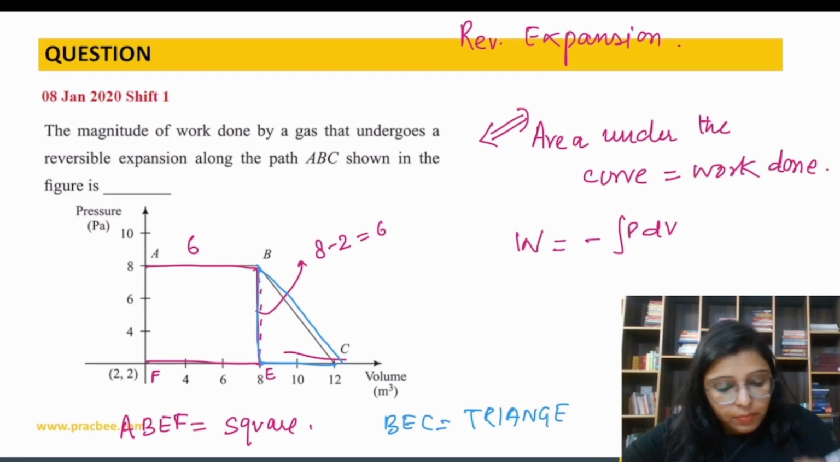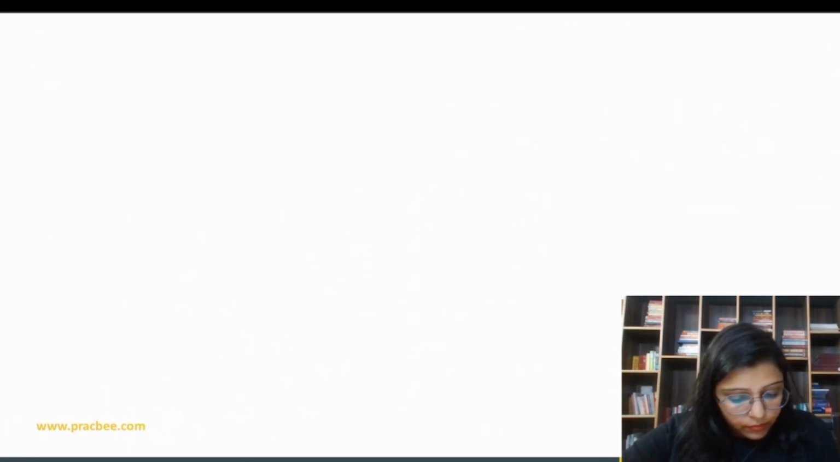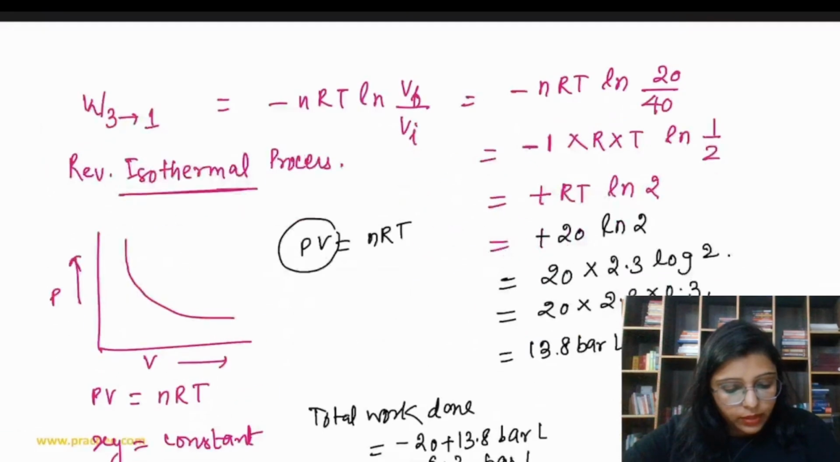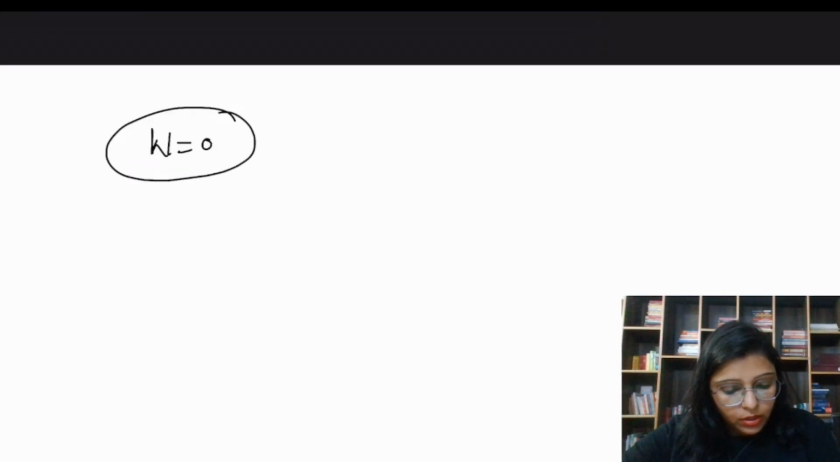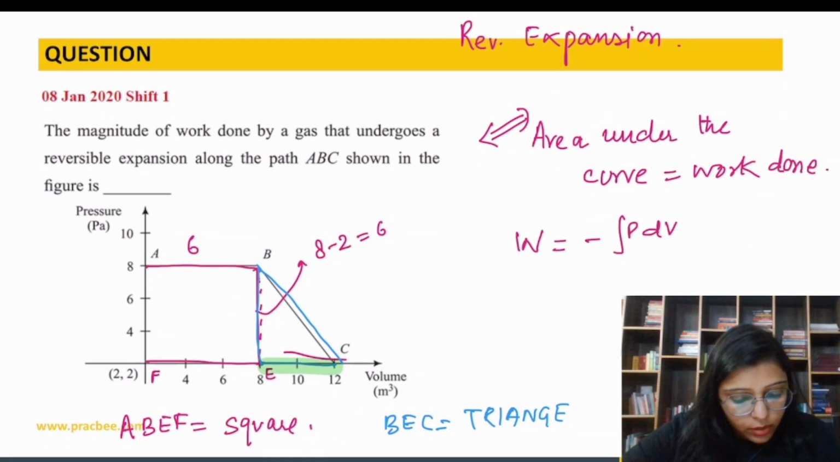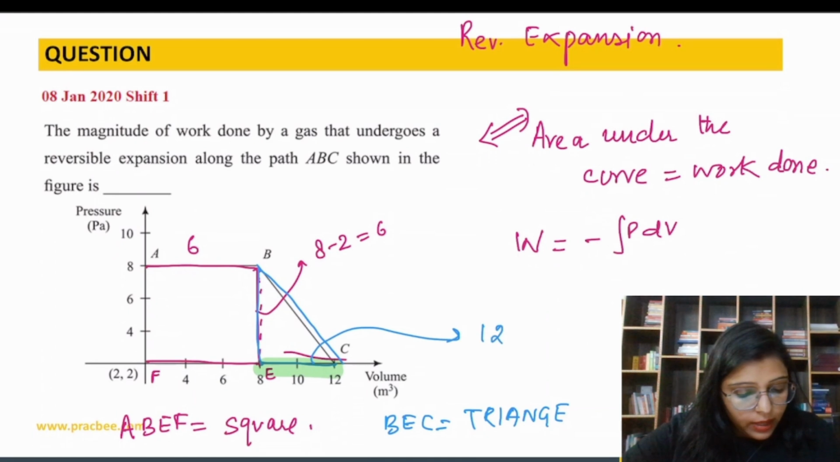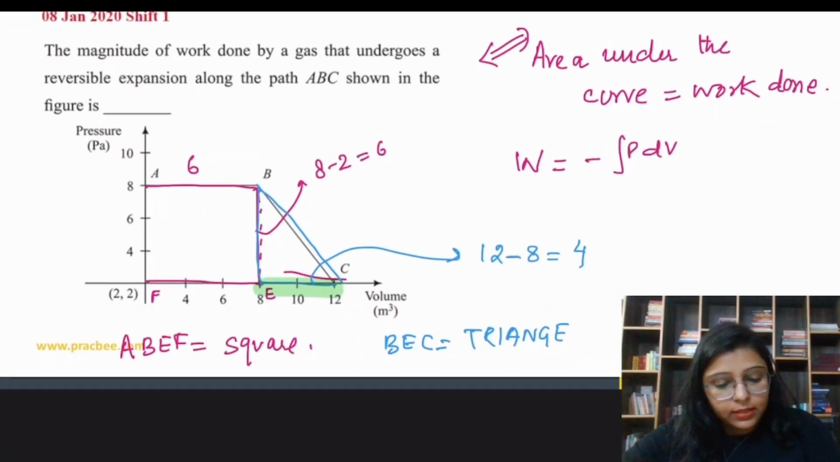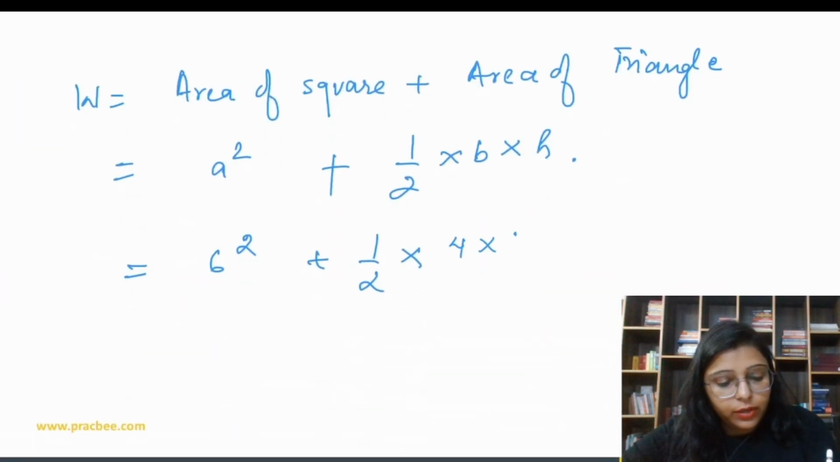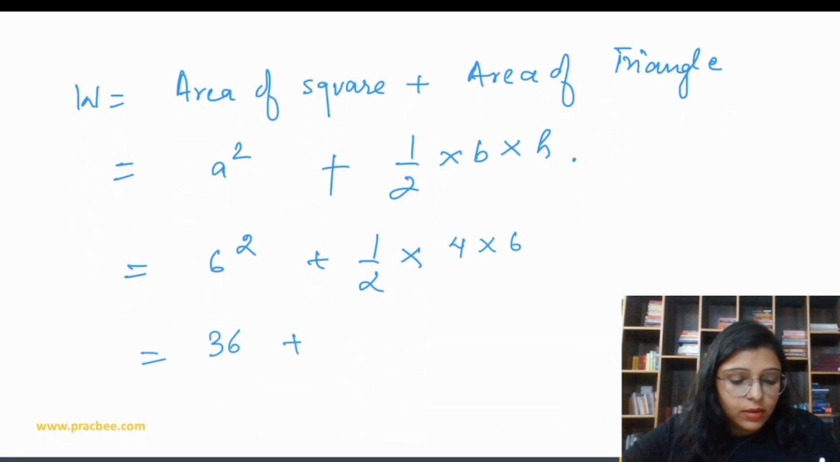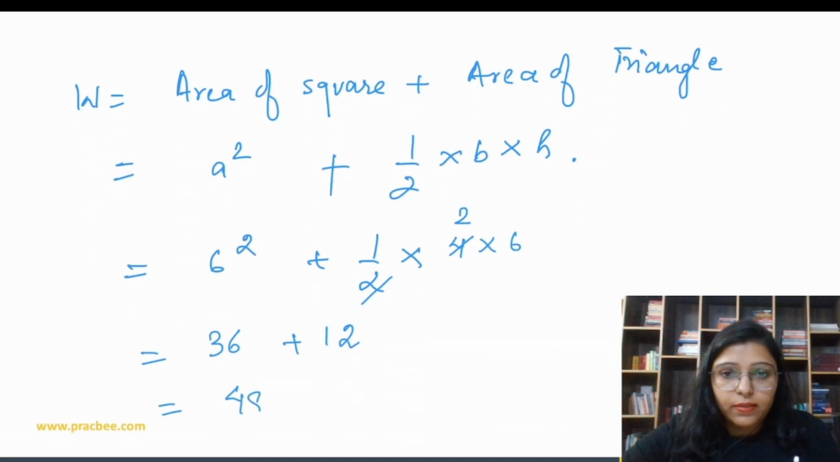Base over here is this one. Let me show you. Base is this one, 12 minus 8, right? 12 minus 8 is 4 and height is 6. So we can say half into 4 into 6. So it is 36 plus 12, that is 48. So 48, only 48, right?